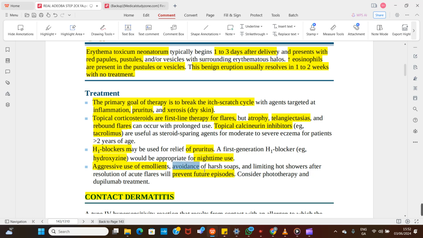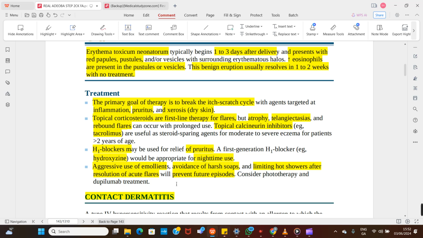To prevent future occurrence, you must make sure that you are using your emollient. You avoid the triggers, right? Harsh soaps, avoid that, and limit hot showers after resolution of the acute flares, because hot showers can also trigger future episodes.